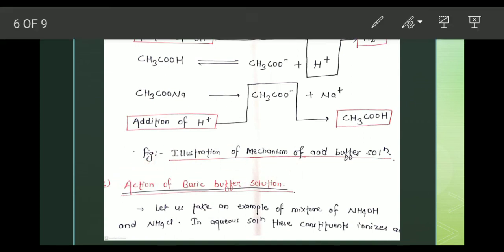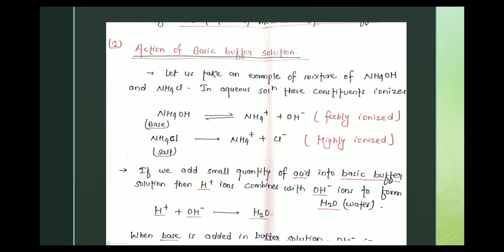Okay, let's see. Let us take an example of a mixture of ammonium hydroxide and ammonium chloride. Ammonium hydroxide is actually a weak base here, and ammonium chloride is the salt of ammonium hydroxide formed by the combination of a strong acid. Suppose let's take an example, HCl, after combining with the HCl it forms NH4Cl. This is a basic idea here.